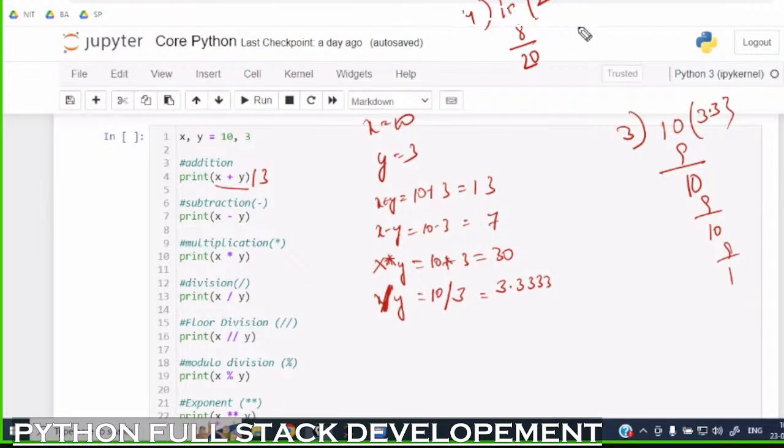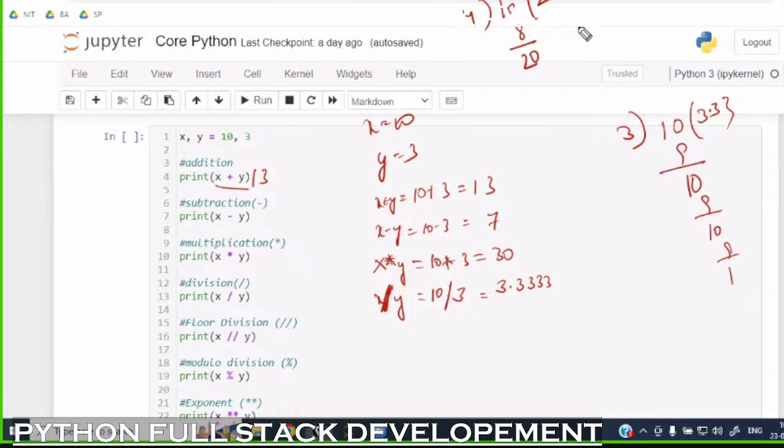Right? Similarly, power, x to the power of y. In Python, the same thing is represented by x double star y. This double star indicates power of. So if you apply it like this, the first one is 10 plus 3, 13, 10 minus 3, 7, 10 into 3, 30. Next one is 3.33. Next one is only the quotient value 3 and the remainder of 1, and 10 to the power of 3, which is 1000.